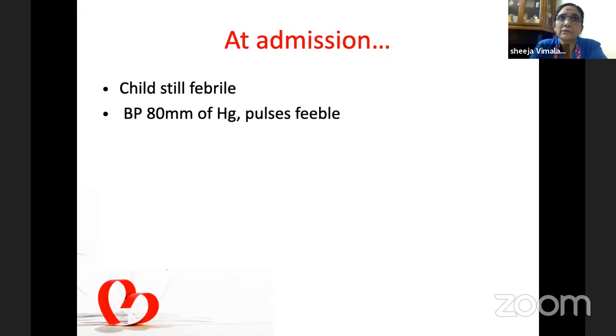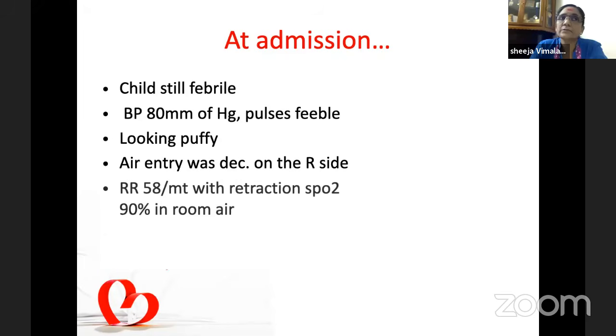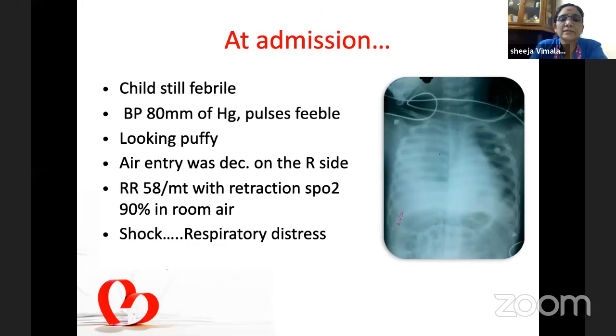By the time the baby reached our casualty, the baby was still febrile. The BP was 80 millimeters. That means from 90, the BP had now fallen down to 80. The pulses were feeble. The child was looking puffy. Air entry was decreased on the right side. The respiratory rate was 58, with retractions, and SpO2 was 90% improved. That means you're having a child with respiratory distress in shock.